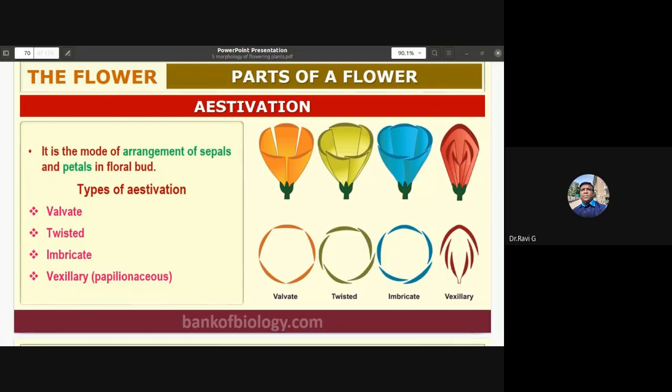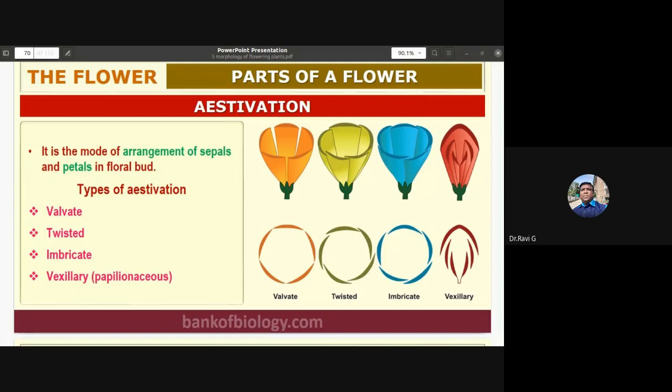Estivation is the arrangement of sepals or petals in the floral bud condition. We call it estivation. So the types of estivation are, first, valvate estivation. In valvate estivation, all the petals are free. All the sepals or petals are free.